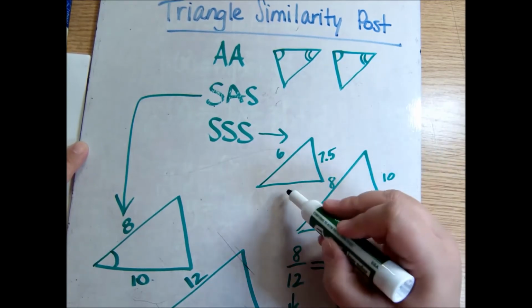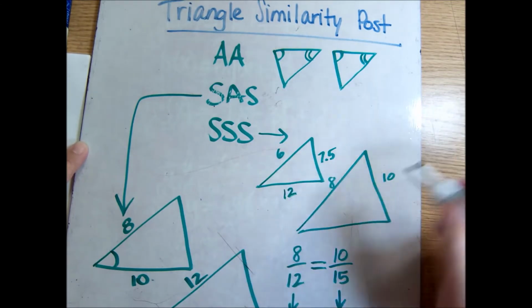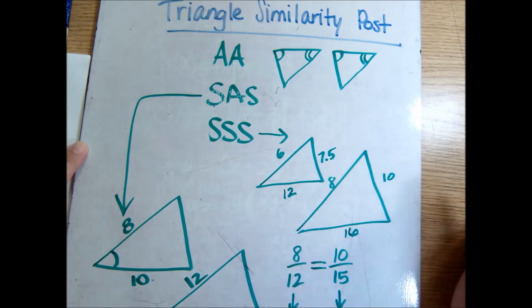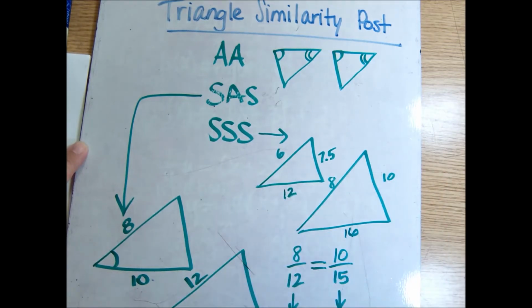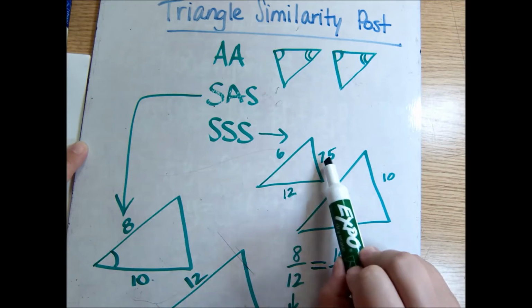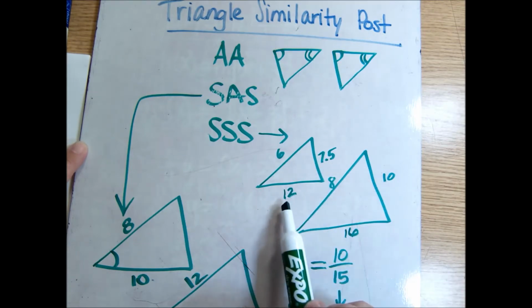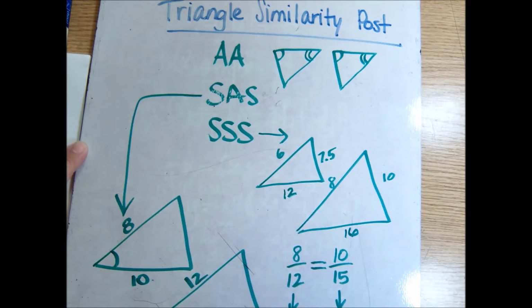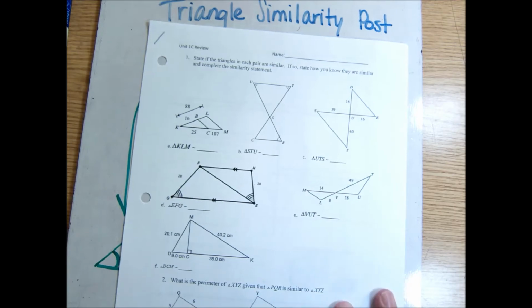This could be 12 and 16. And if you check all of those, 6/8 is 3/4, or 0.75. 7.5/10 is 3/4, or 0.75. And 12/16 is also 3/4, or 0.75. So we know that those are proportional and the triangles would be similar. So that's what you're doing in 1A through F.